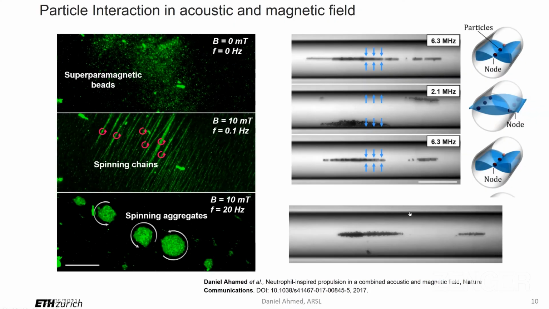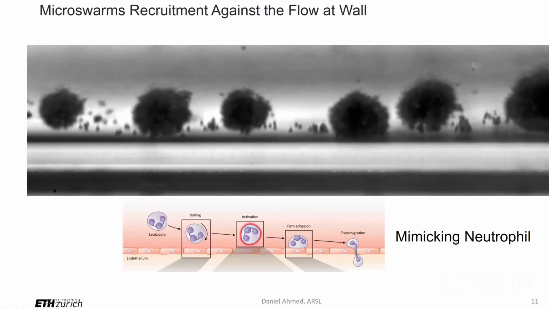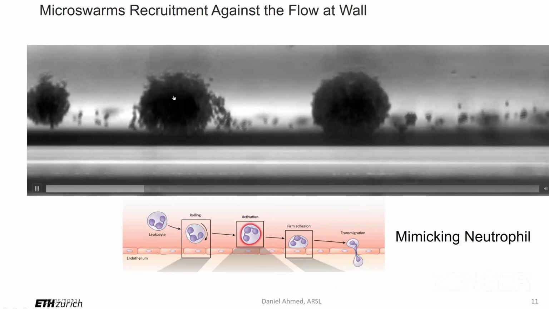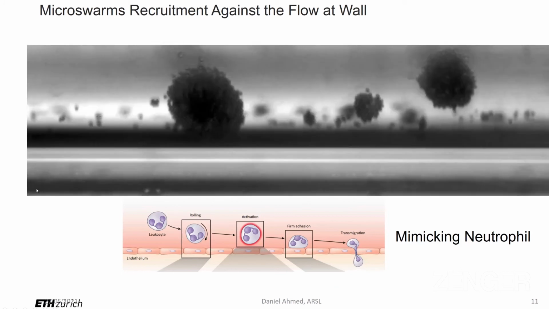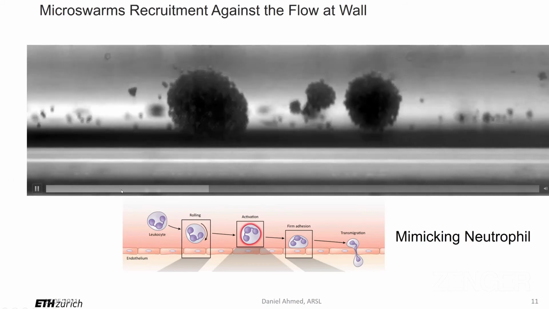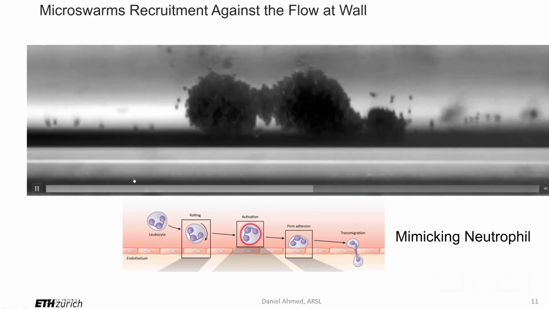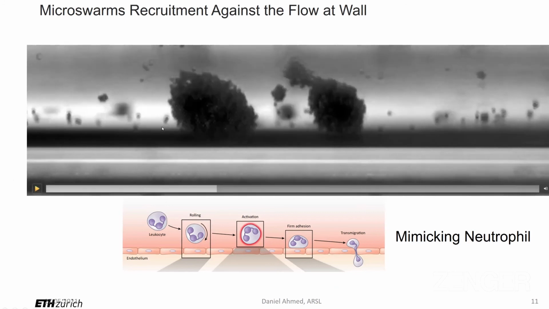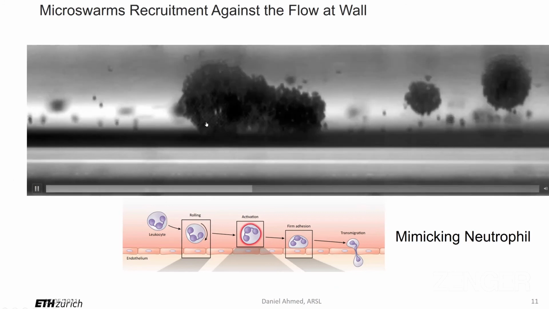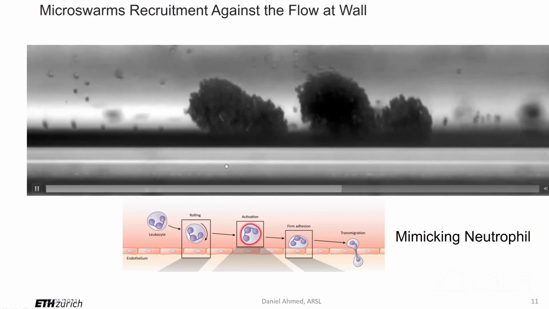Here I show how I control the swarm in an acoustic field. But here is a result. Initially we create this swarm, so they are moving with the flow. You can see they're moving from right to left. And then let's start the video. It's moving. Then here I apply ultrasound, and as I apply ultrasound, they become trapped here. So it's almost like mimicking a neutrophil before transmigrating to a disease site.